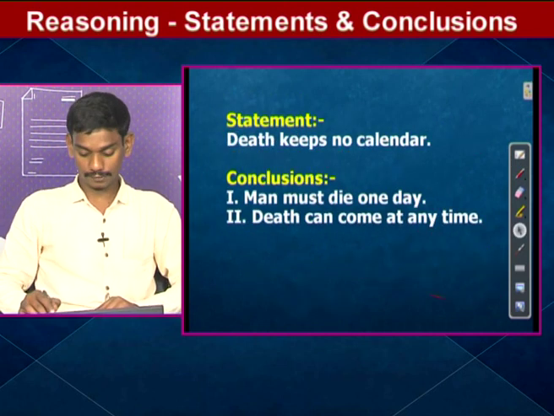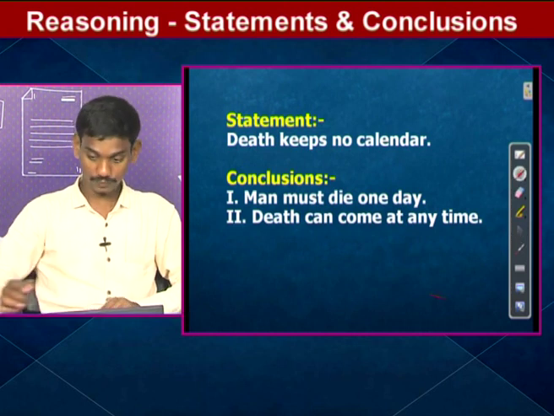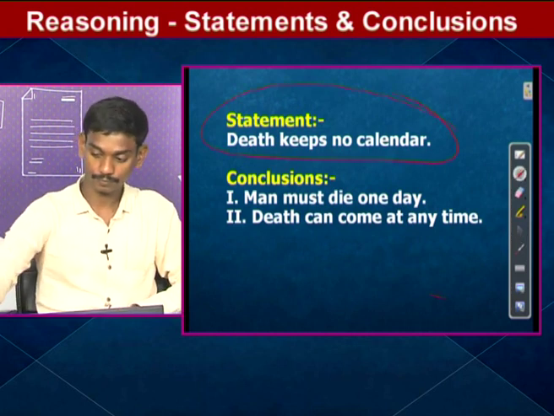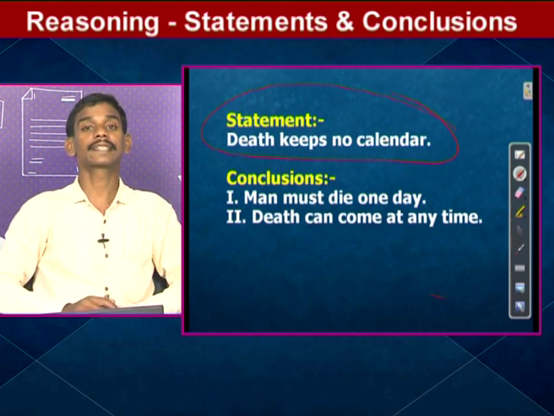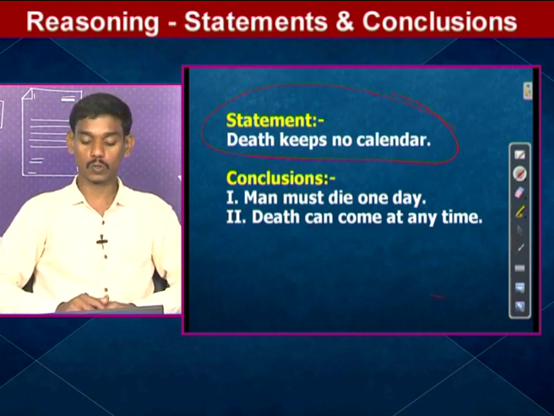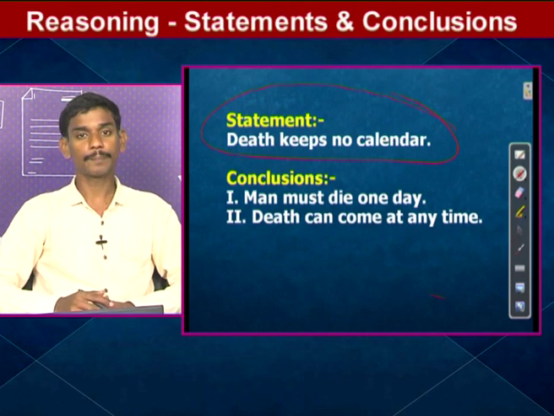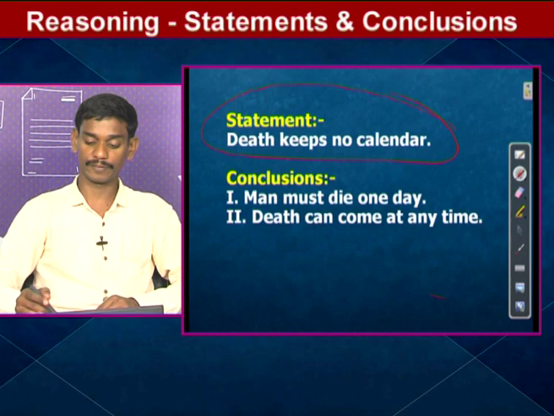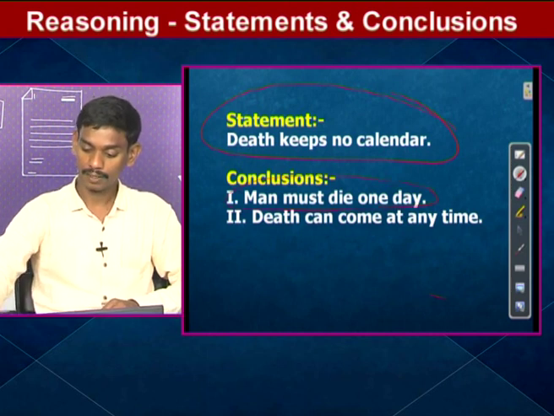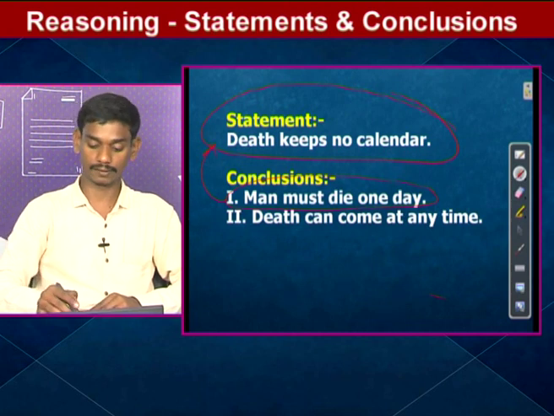And next question, death keeps no calendar. It is a statement. Under the statement, 2 conclusions are there. First, man must die one day. Is it true or not? Any person who is born on earth will die somewhere. See here, man must die one day. It is truly affected.